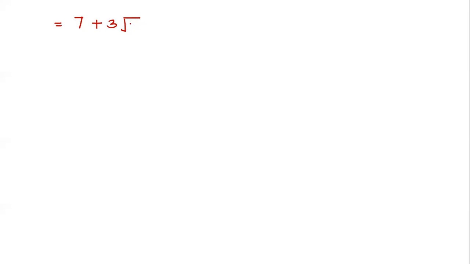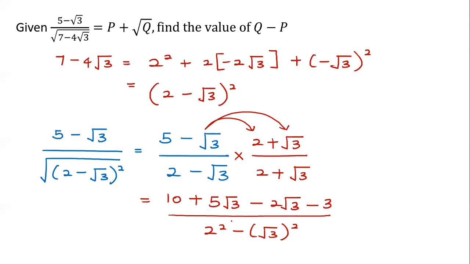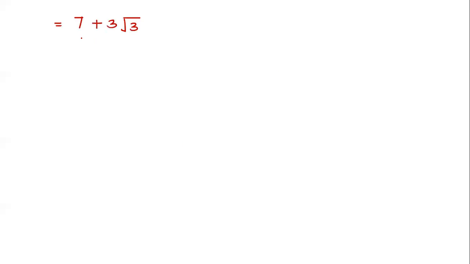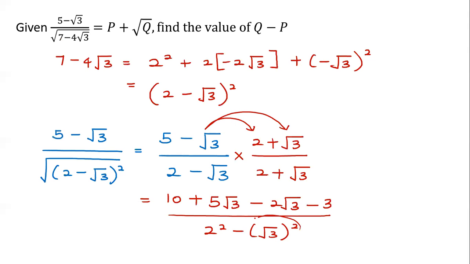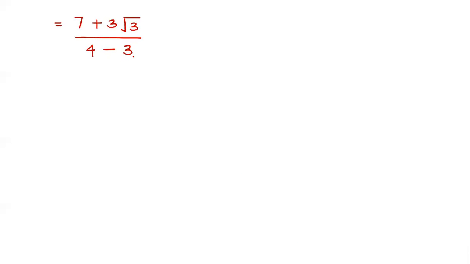Okay, done. Sorry. The next one is the bottom one. 2 square is going to be 4, minus, and here is negative, sorry, the square of square root of 3 is going to be 3. So the bottom one is actually 4 minus 3 is going to be 1. So you just forget the 1. So the answer is this one, class.